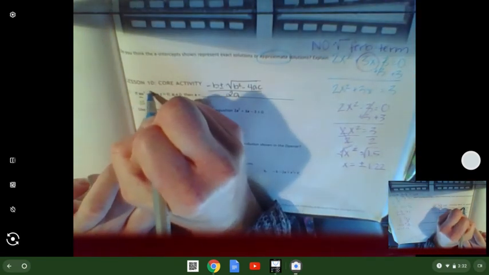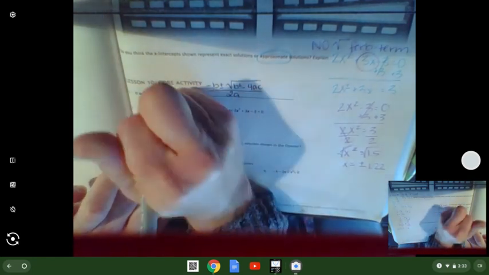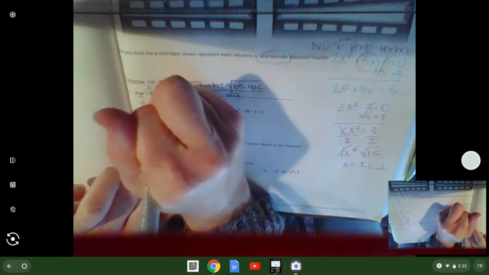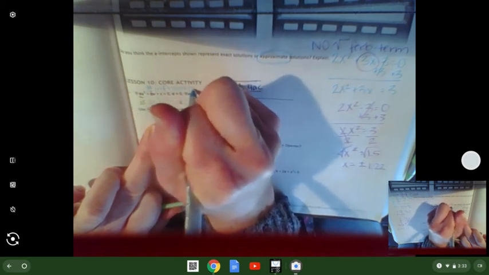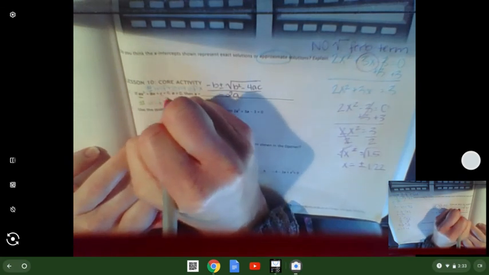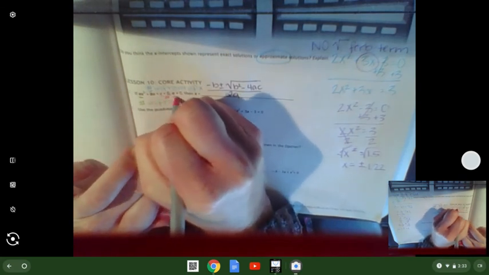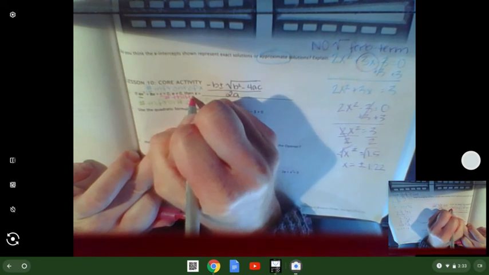B represents the number in front of x. So A, B, and C are actually not variables at all. They just represent numbers. And C is our constant. C for constant is our number that stands alone.